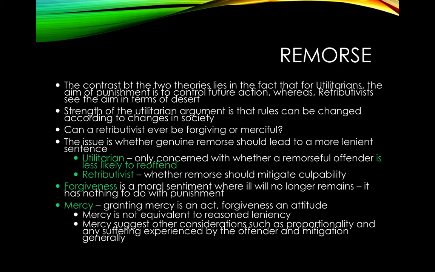But this leads us to the question of whether genuine remorse should lead to a more lenient sentence. Utilitarians are only concerned with whether a remorseful offender is likely to reoffend, whereas retributivists feel that remorse should mitigate culpability. Forgiveness is a moral sentiment, has nothing to do with punishment, and mercy is an act of forgiveness or an attitude. Mercy is not equivalent to reasoned leniency.